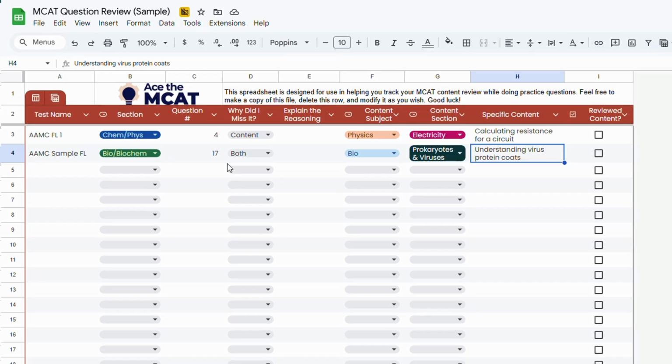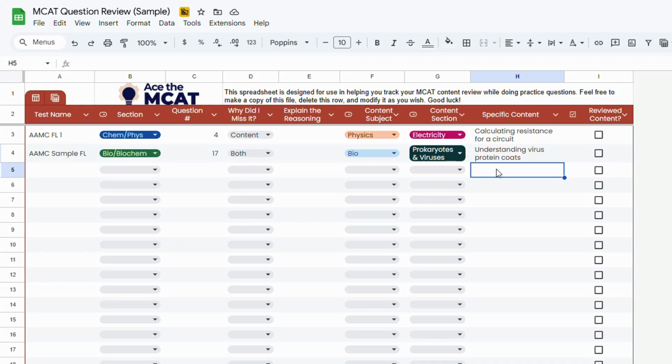Let's say you're just reviewing the Chem/Phys section. You want to go through all the Chem/Phys questions that you got wrong, list them out, explain why you got them wrong, explain what the content that's being tested is, and then write it down. At this point, patterns should emerge for you. You should find patterns of what your weaknesses are. For example, maybe you're getting a lot of questions about amino acids wrong, and that's probably a sign that it's time for you to review amino acids.